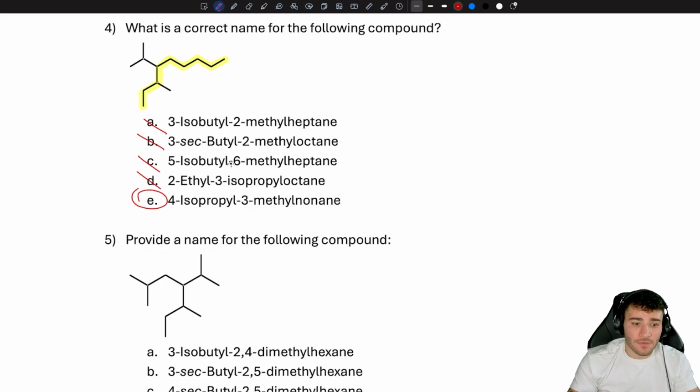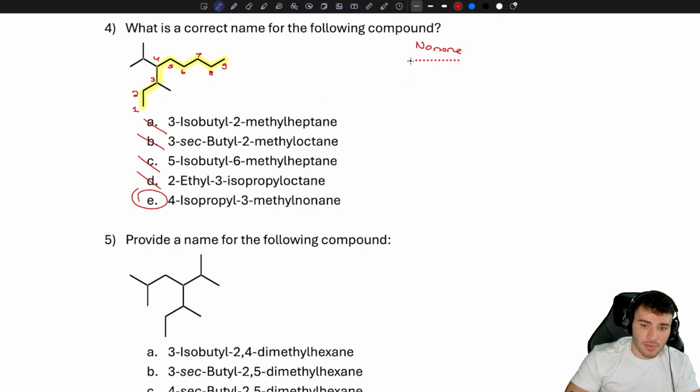And so we have 2 options for numbering this molecule. We can either number from this way, or we can number from this way. I want you to try it like I taught you guys before, but I'm just going to tell you that the numbering should occur from this way, because we're going to end up with the lowest overall numbers. Meaning that, first of all, let's write that our compound is nonane. At the 3 position, we have a methyl substituent. And at the 4 position, we have an isopropyl.